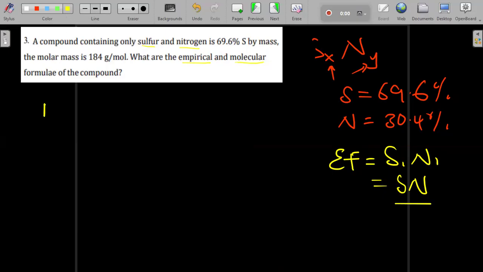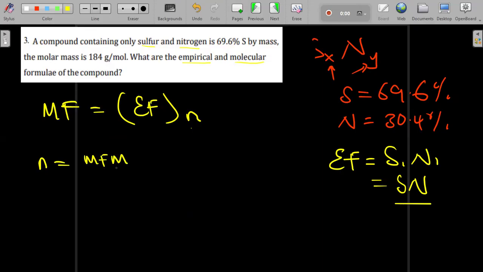The molecular formula is equal to the empirical formula multiplied by a factor, this N. That N is found by the molecular formula mass, which is also known as the molar mass of the compound, divided by the empirical formula mass. The molecular formula mass here is the same as the molar mass that you have there. So that is 184, and then divided by the empirical formula mass.